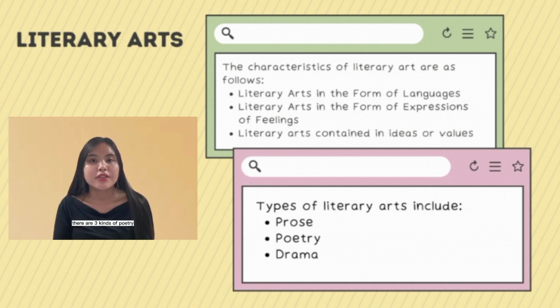In literary arts, there are three kinds: poetry, prose, and drama. Poetry is a literary work whose descriptions use diction or word choice. Examples of poetry are pantuns and ballads.